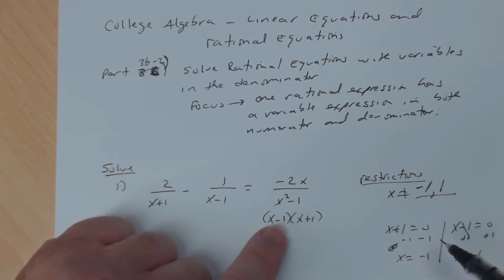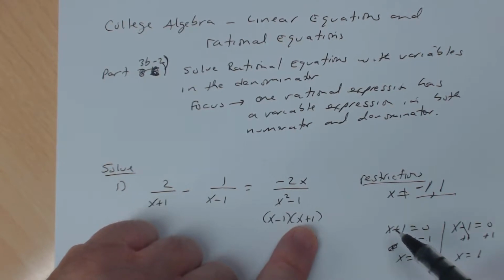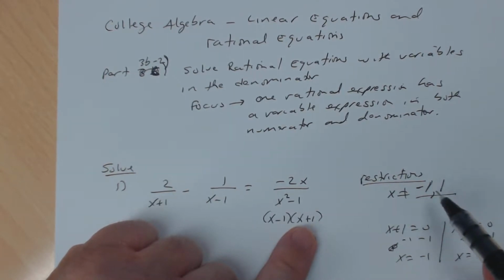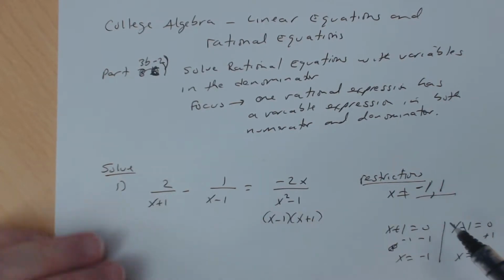And if you go to the next factor, that's x minus 1, well, we've already dealt with that. So that factor is going to be 0 when x is 1. And over here, x plus 1, that factor is going to be 0 when x is negative 1. So I've already taken care of that. So these are your restrictions. You have two restrictions, negative 1 and 1.